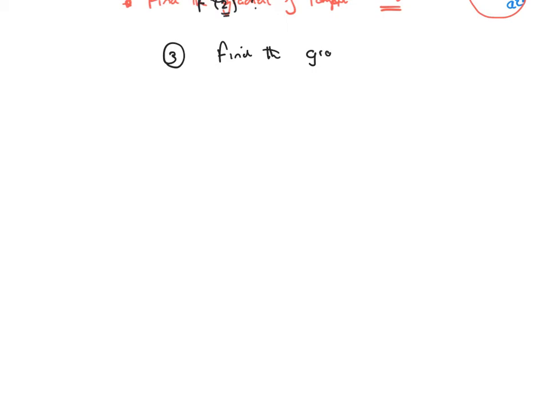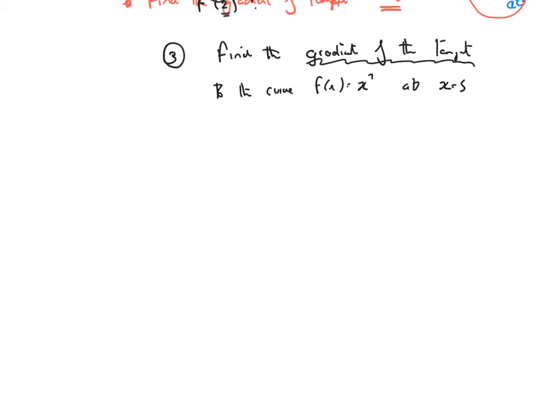Find the gradient of the tangent to the curve f of x equals x squared at x equals 5. Okay, now the question says find the gradient of the tangent. That means we're going to differentiate. Remember from first principles in the first look we had at differentiation, this is all about looking at gradients on curves. Okay, so the first move is to differentiate.